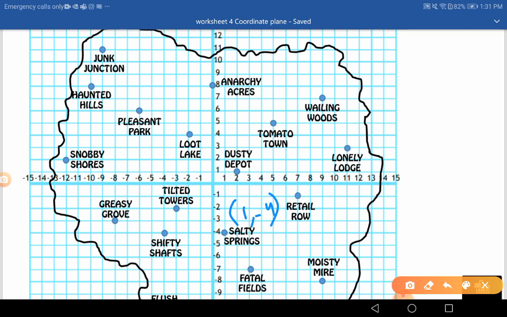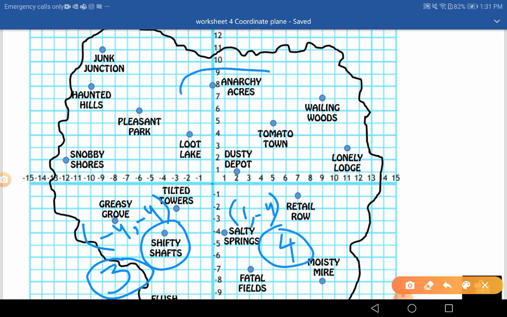What about this point? In the beginning we moved 4 steps to the left and then we moved 4 steps down. So since 4 to the left, it's negative 4, then 4 down, which means another negative 4. If I ask you in which quadrant is this point, you say in the 3rd quadrant, while this point, Salty Springs, is in the 4th quadrant.